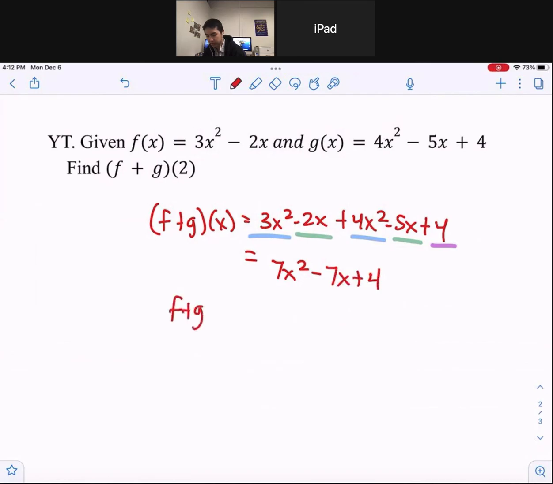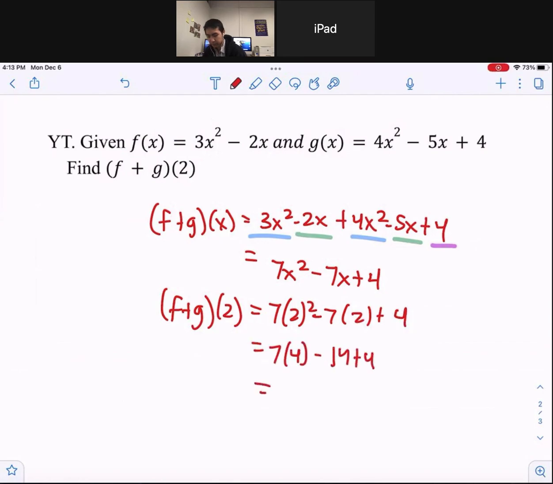And now you guys plug in 2 everywhere you guys see an x, right? 7 times 2 squared minus 7 times 2 plus 4. 7 times 2 squared is 28, you guys, minus 14 plus 4. 28 minus 10, which is 18. So there's your lesson on combinations of functions, you guys.